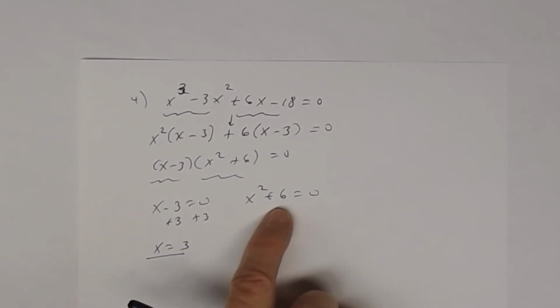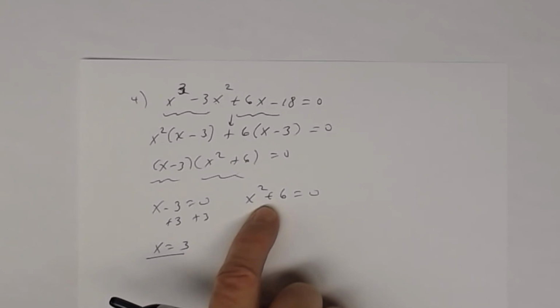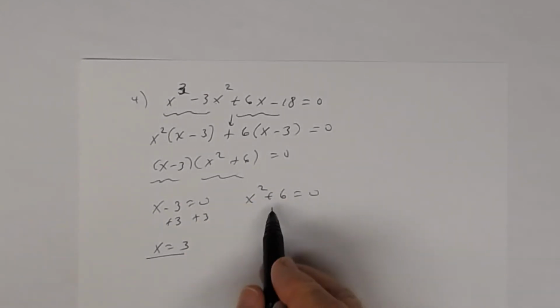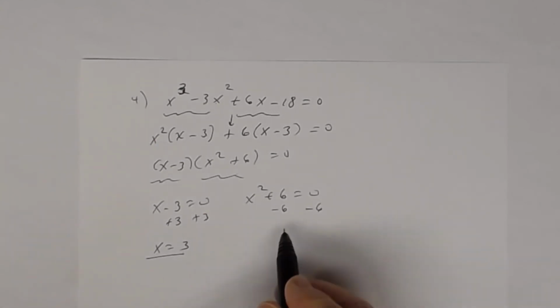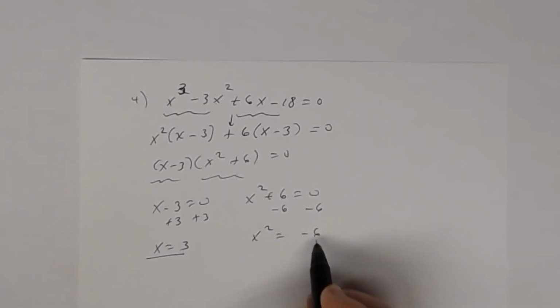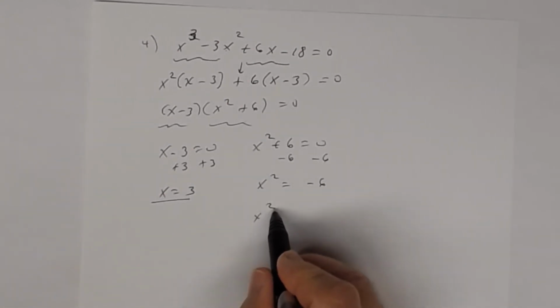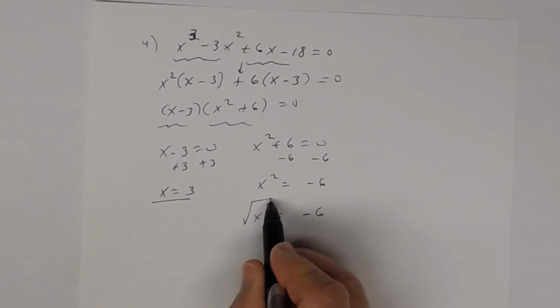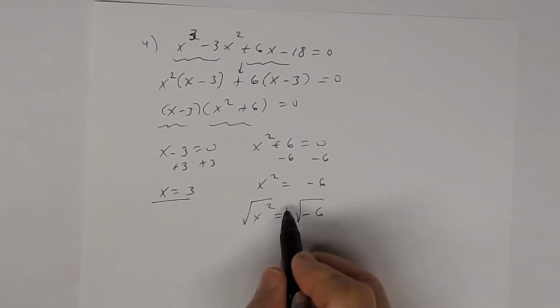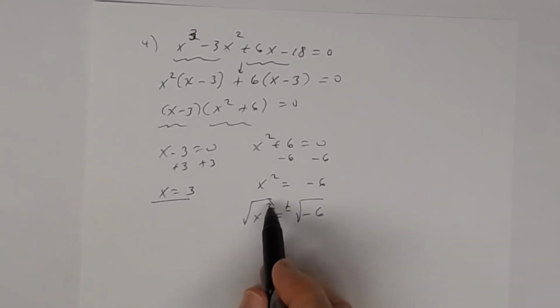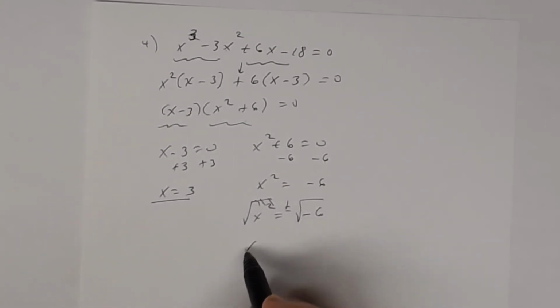Over here, though, the best way to solve this is first notice there's no x term. There's an x squared, no x. So I'm going to use the square root property here. To use the square root property, I need to subtract 6 from both sides. And so I get x squared equal a negative 6, right? Now, since I have this x squared by itself, I can use the square root property. Don't forget, though, you get plus or minus. The square and the square root undo each other, so you get x equal plus or minus the square root of negative 6.